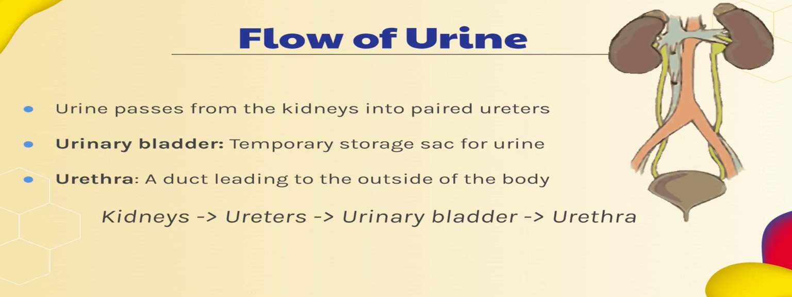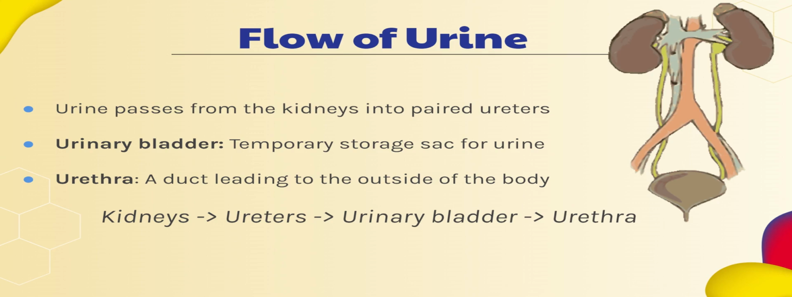Urine passes from the kidneys into paired ureters. The ureters are ducts that transport urine. Urine is forced along through the ureter by peristaltic contractions and is delivered to the urinary bladder. The urinary bladder is a temporary storage sac for urine.